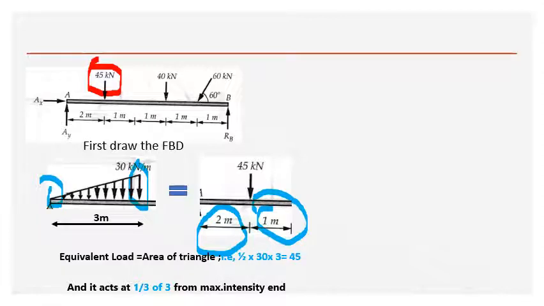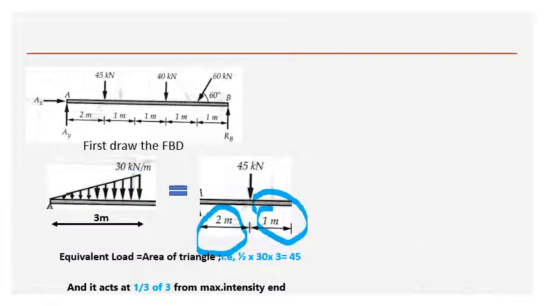So that is what is shown here as the UVL triangular loading replaced by its point load, so that while finding the moments, it becomes easier to calculate them.